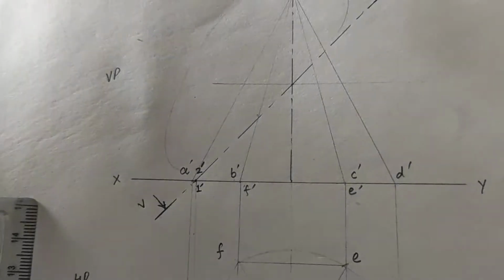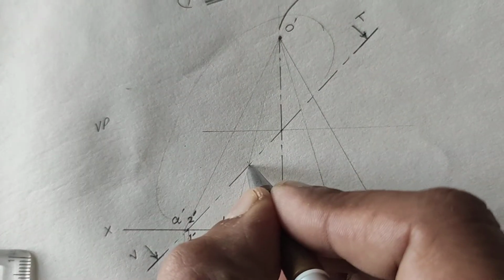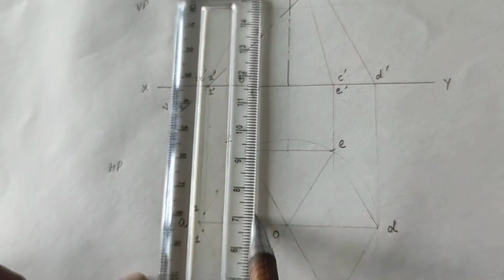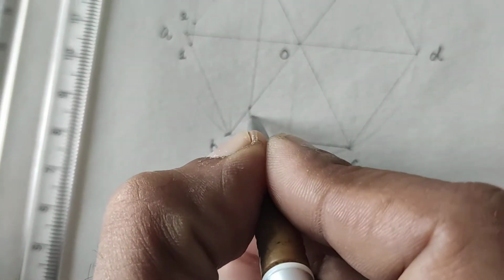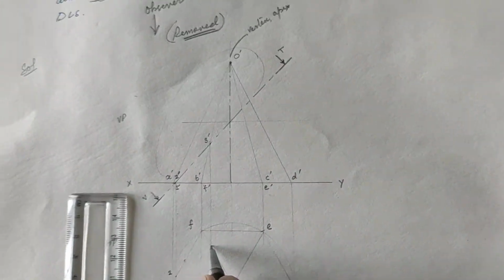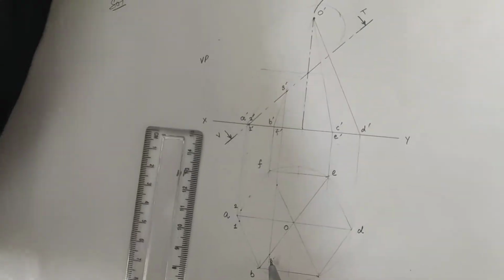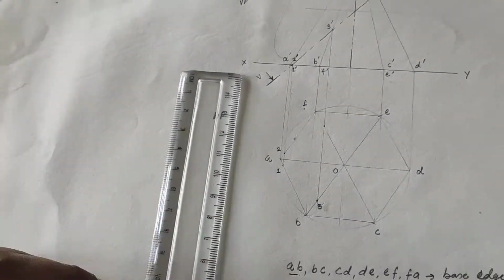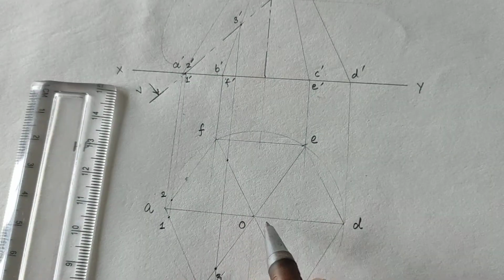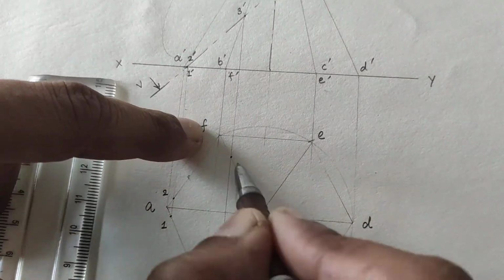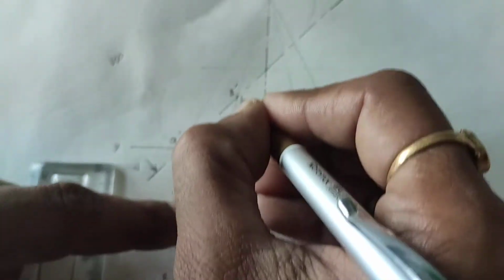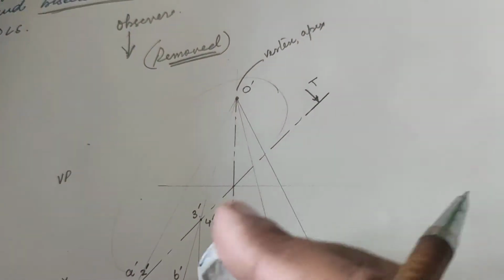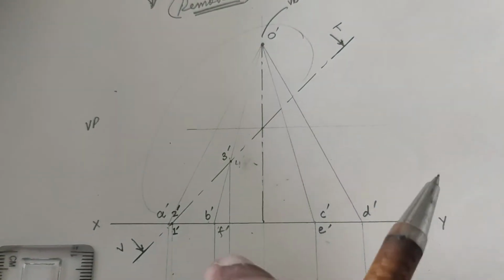Next, this point is 3 dash. Extend this point in the top view. So this point is 3 dash, but in the top view it is 3, not 3 dash. Here we also see that OF is being cut by this line, so we write 4 dash. It is better to keep it in sequence, so we don't write 4 here.